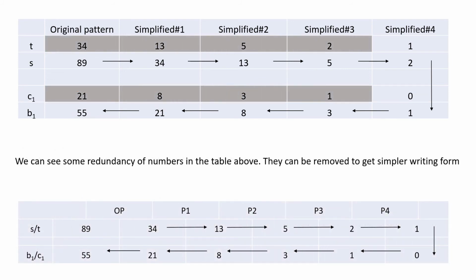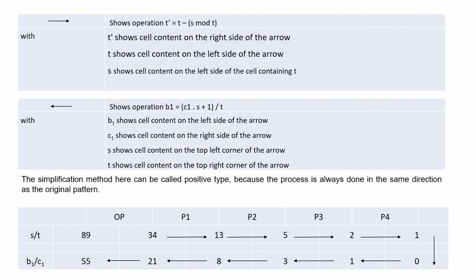We can see some redundancy of numbers in the table above. They can be removed to get a simpler writing form. In the simplified form, right arrows show operation T primed equals T subtracted by S mod T, with T primed shows cell content on the right side of the arrow. T shows cell content on the left side of the arrow. S shows cell content on the left side of the cell containing T.